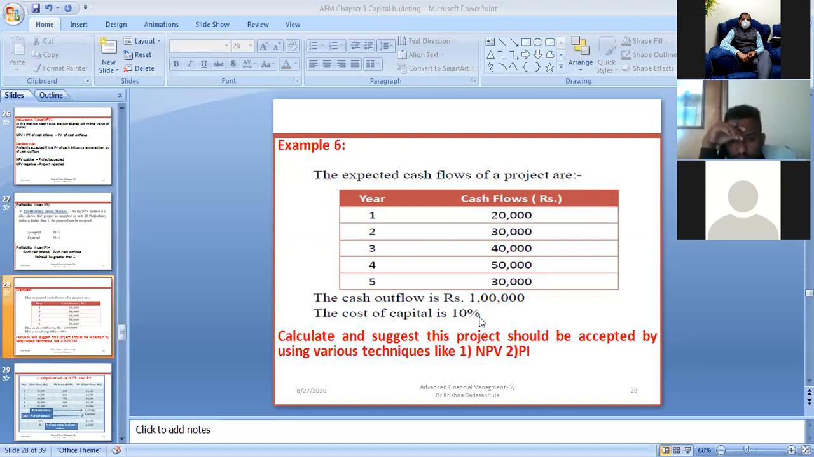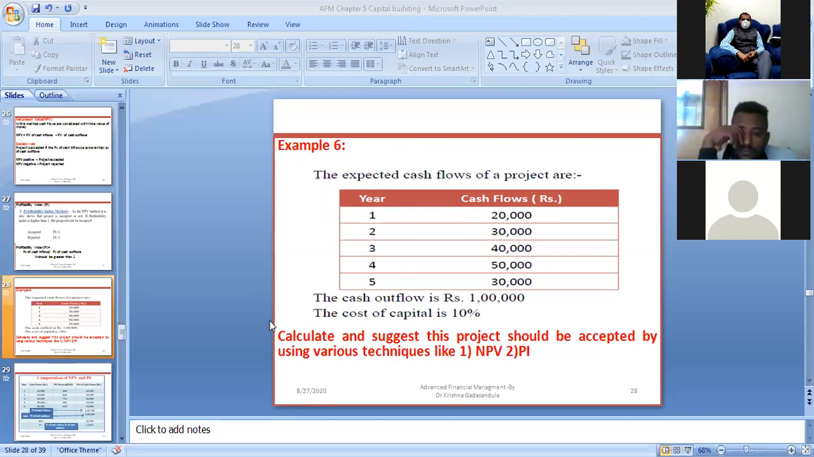And the cost of capital: how much return are they expecting? The cost of capital is 10%. They are expecting 10%. So calculate and suggest whether this project should be accepted by using techniques like NPV and profitability index.